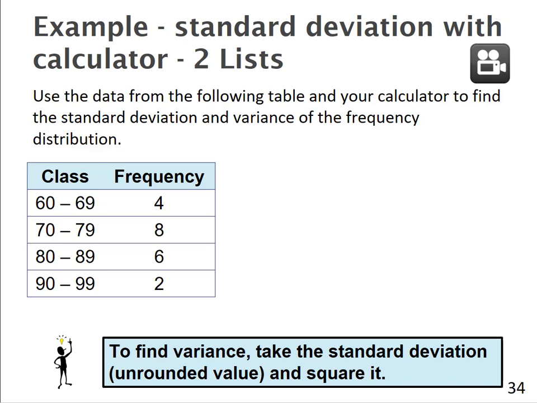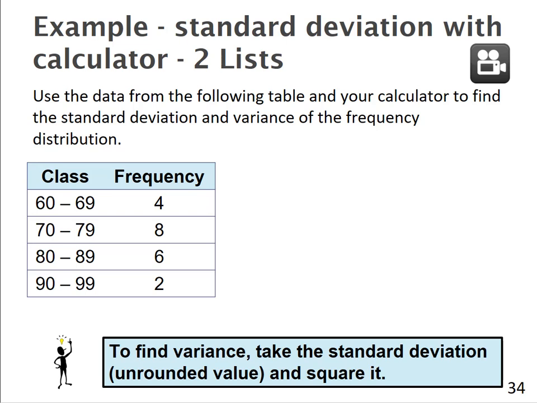Hi class, today we are going to look at an example where we find the standard deviation with a calculator when we have two lists. So the problem states, use the data from the following table and your calculator to find the standard deviation and variance of the frequency distribution. So first off, I'm asked to find the standard deviation and the variance.